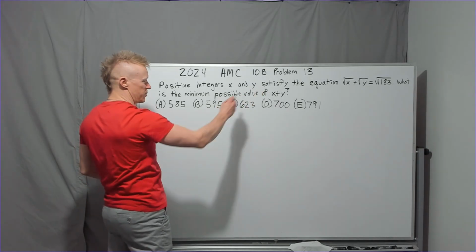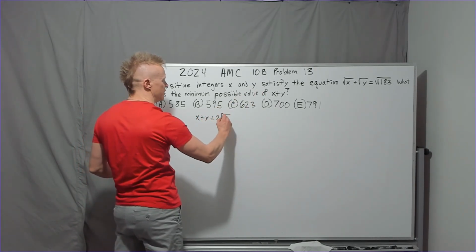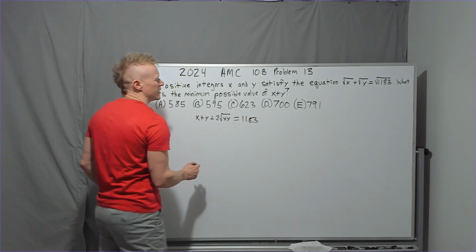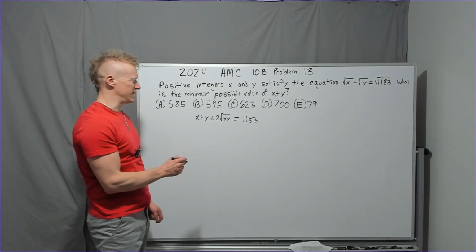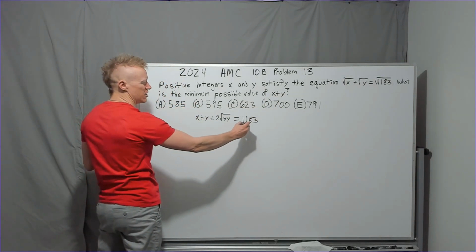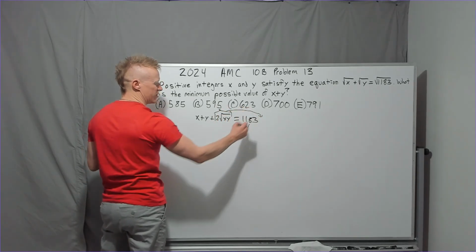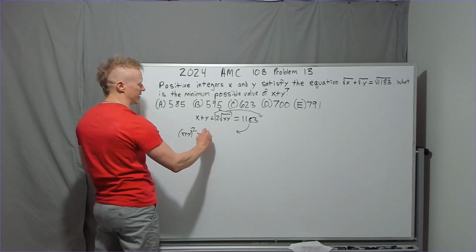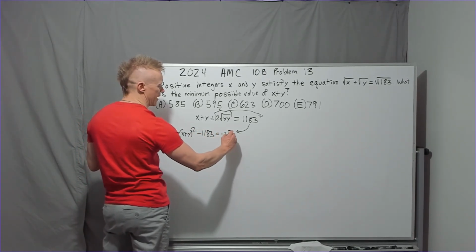I went ahead and squared both sides. You're going to get x plus y plus 2 root xy equals 1183. And you say, oh, well, what do I do with that? And I thought, well, maybe I'm looking for x plus y. Maybe I should keep it together. So if I move this over here and I take this one and move it to the other side, then I'll have x plus y minus 1183 equals negative 2 root xy.